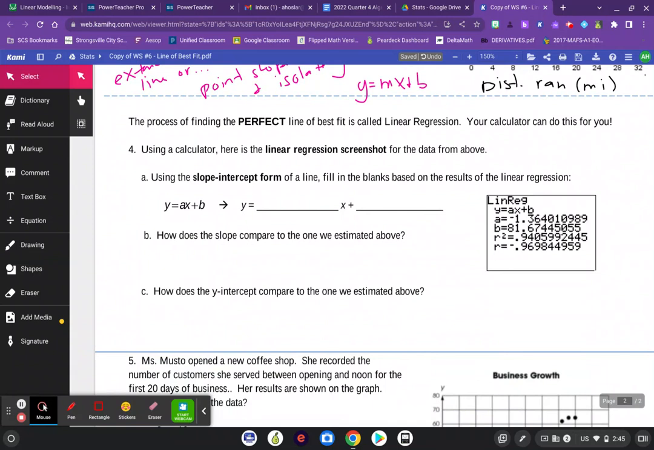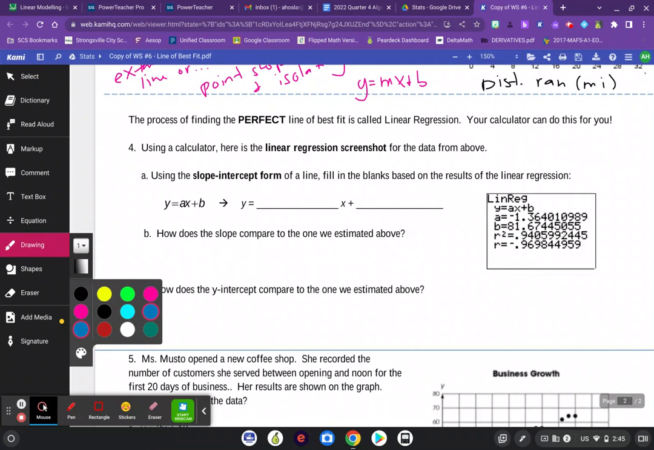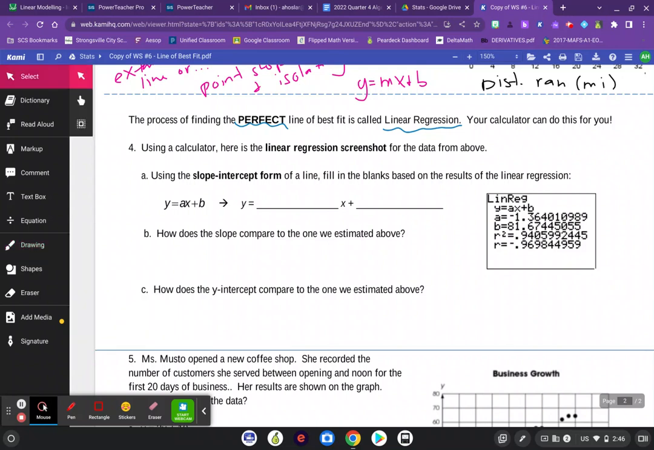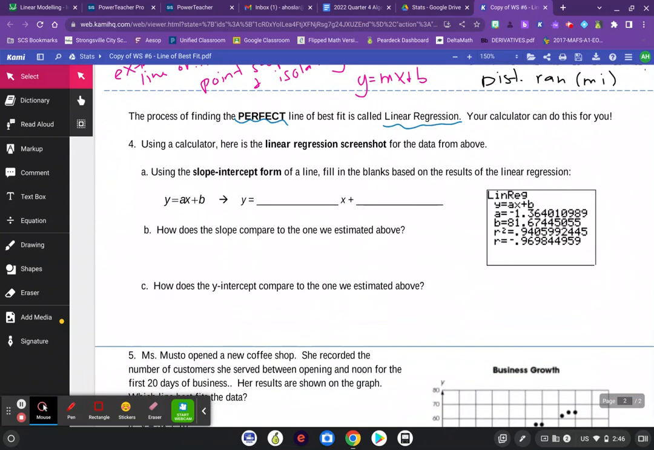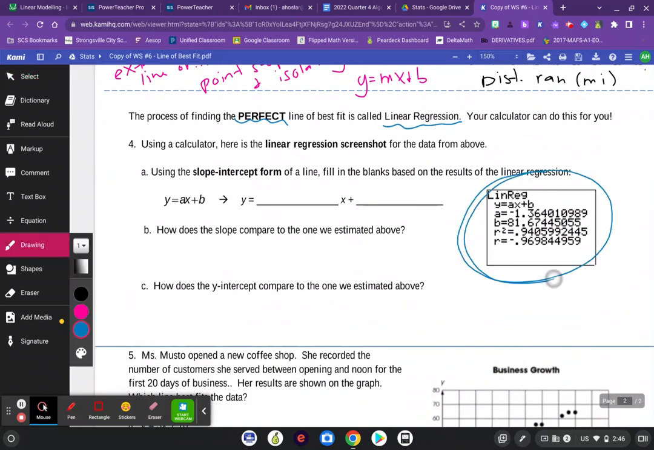Now, problem 4, it says the process of finding the perfect line of best fit is called linear regression. And we are human, so we can't find the perfect line, but your calculator, if you have a graphing calculator, can. Different computer programs can, okay? So using a calculator, here's what the linear regression would come out to be. You would type this data from the table into a special spot in your calculator, and then run a program that allows you to do linear regression. And when you do that, this is the piece that pops out.